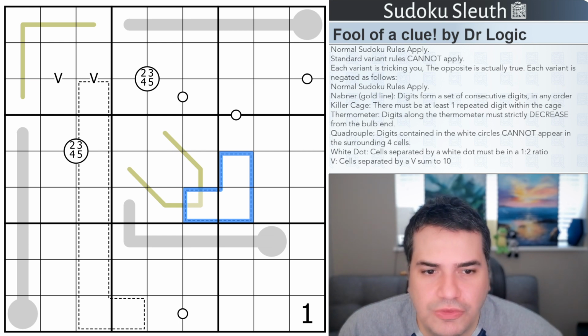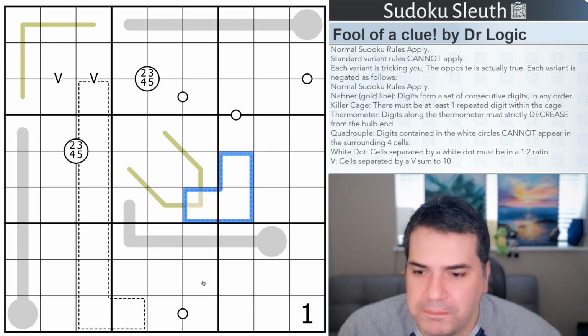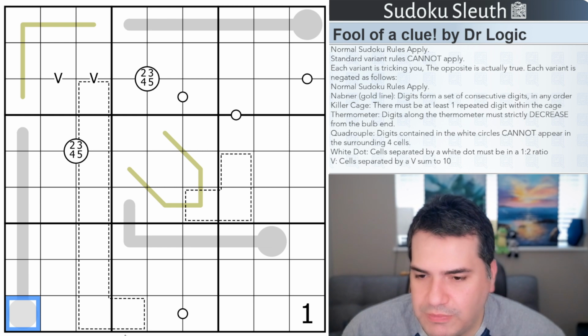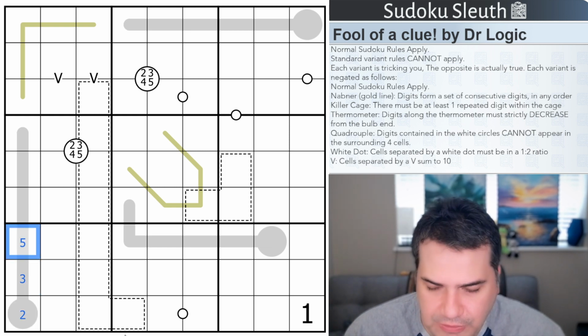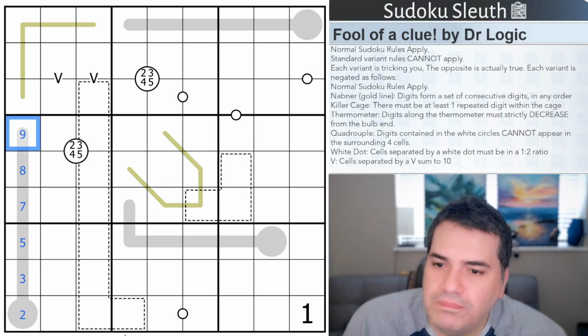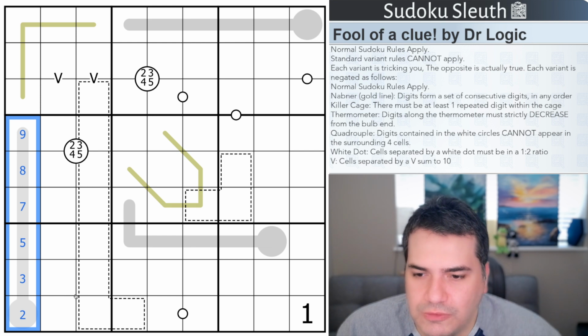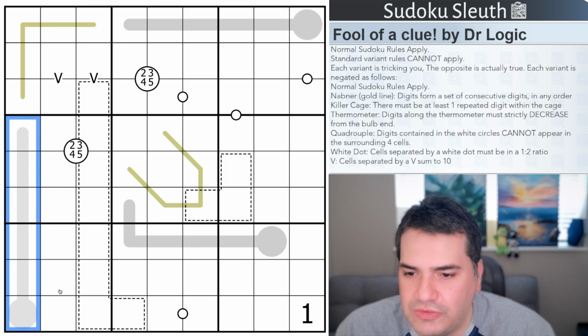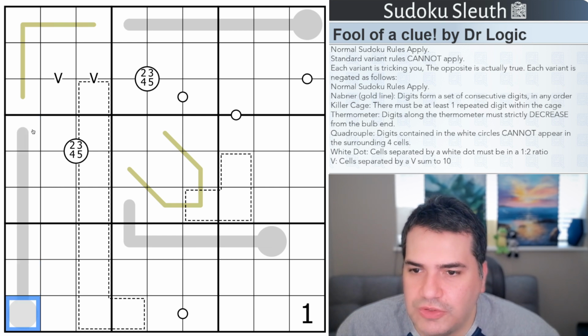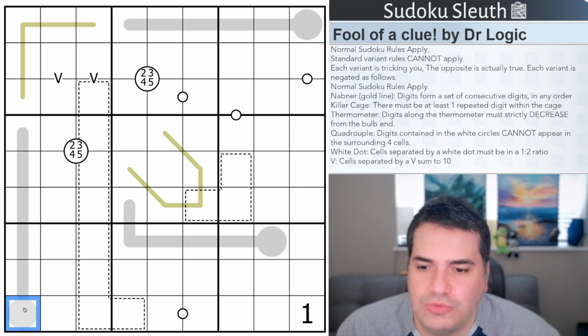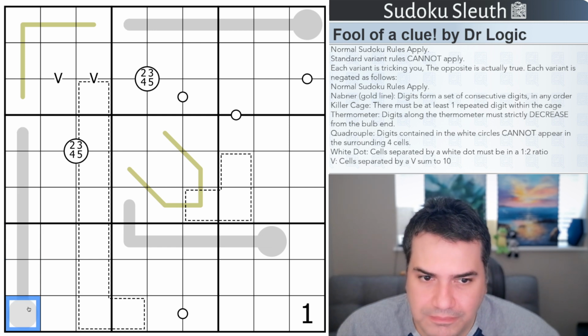Thermometer, so digits along the thermometer must strictly decrease from the bulb end. So normally you would have to have something like 2, 3, you can always skip a digit, 7, 8, 9. That'll be a normal thermometer setup where the digits are increasing from the bulb end, as it would with a physical thermometer. Now it's saying it's the total opposite. It has to strictly decrease. So this is the highest digit, this is the lowest digit, and essentially we're increasing as we get closer to the bulb end.